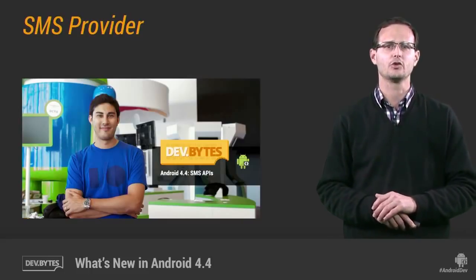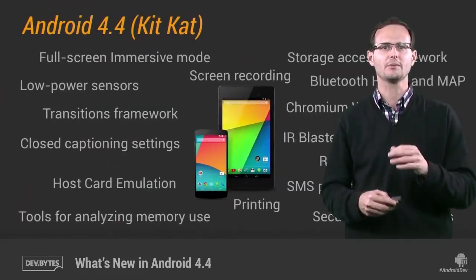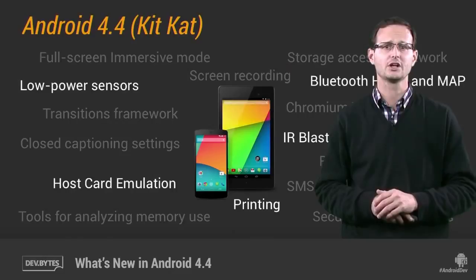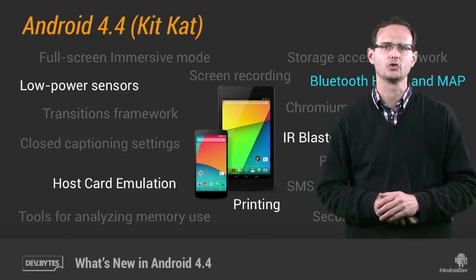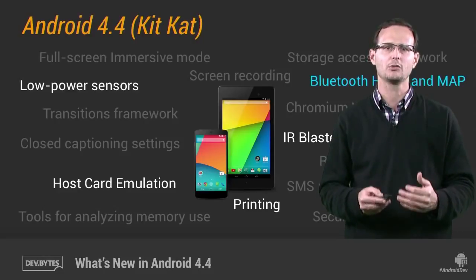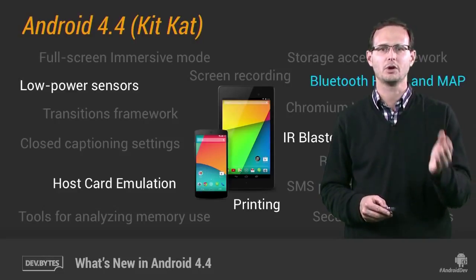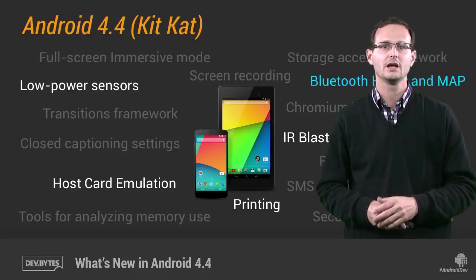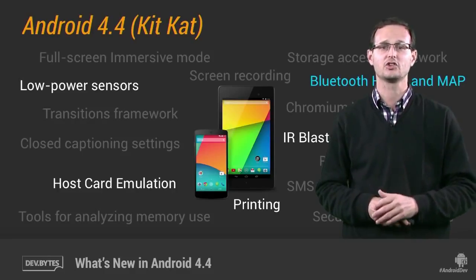Also included in Android 4.4 are a number of additions to help your app interact with the real world, including new Bluetooth profiles for Bluetooth HID over GATT, which provides apps with a low latency link for low power peripheral devices like mice, joysticks, and keyboards, and Bluetooth Map for nearby device message exchange.